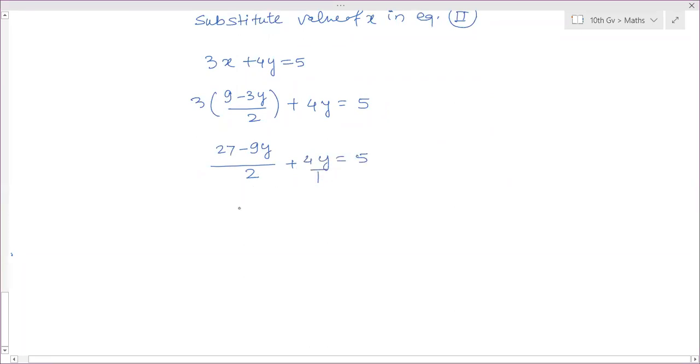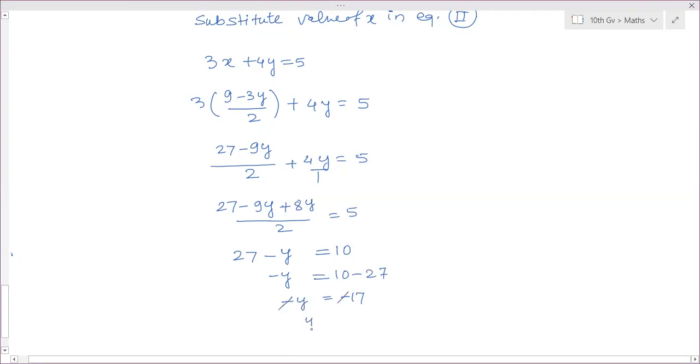Now take the LCM: 27 minus 9y plus 8y by 2 is equal to 5. Now get this 2 on the RHS. 27 minus 9y plus 8y becomes 27 minus y, that is equal to 10. So minus y is equal to 10 minus 27. So this is minus 17 is equal to minus y. Minus sign cancels. So y is equal to 17. This way we got the value of y as 17.